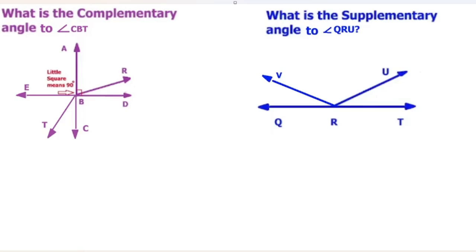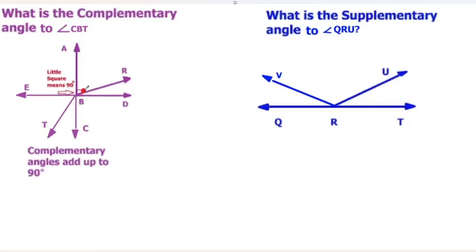In today's lesson, I'm going to review with you what is a complementary and a supplementary angle. So if we have a problem like this that says, what is the complementary angle to angle CBT? Complementary angles add up to 90 degrees. So there's going to be two angles and they will add up to 90.